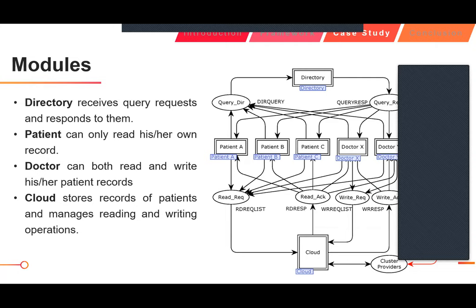The director module receives requests and responds to them. The patient or daughter modules read or write records, where a patient can only read his own information. A daughter can both read and write records of his patient. The cloud module stores records of patients and manages reading and writing operations. The red figure is the design structure of such a system.